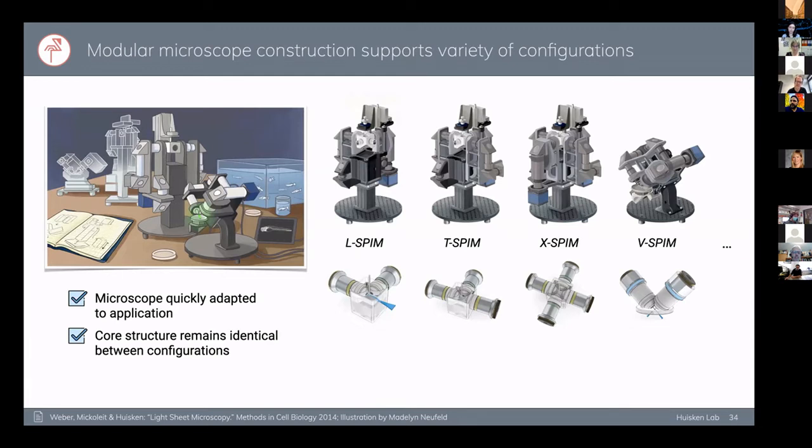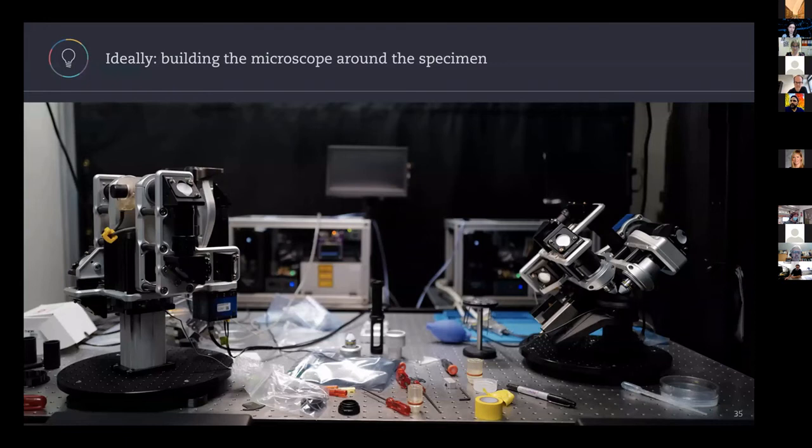configurations using the same components, which also meant that if you start one day using a certain configuration, you only needed very few parts to convert it into a different configuration. And that, of course, is incredibly powerful because you don't necessarily know in advance which configuration may be best for a certain application. So here's just two systems side by side as they are being built in the lab.